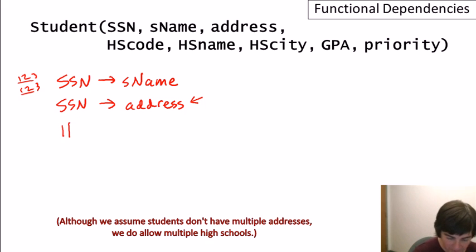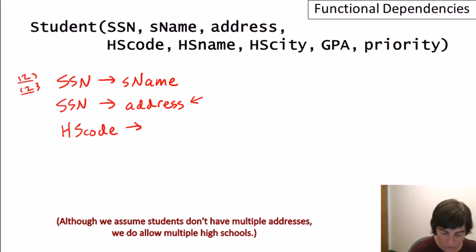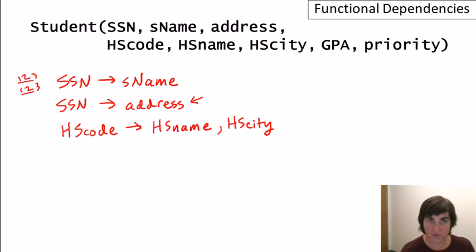Let's go to the high school and see what might be going on there. So I mentioned that the high school code, what I'm trying to capture there is a unique code for each high school that might be filled in on college applications. Then we would expect the high school code to determine the high school name. Every time we have a particular high school code, maybe for different students, it would have the same name, and also it would have the same city. So that's an example of a functional dependency with 2 attributes on the right-hand side.